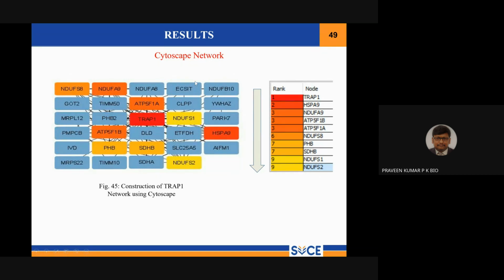You not only get this kind of interactions, you also get the rankings. If you want to find the top 10 genes based on the interactions, which is most close, if you see TRAP1, the most associated, linked protein is HSPA9.